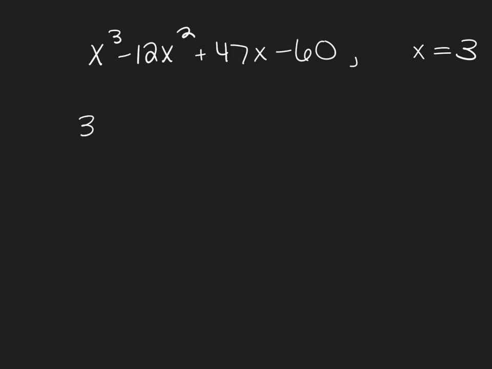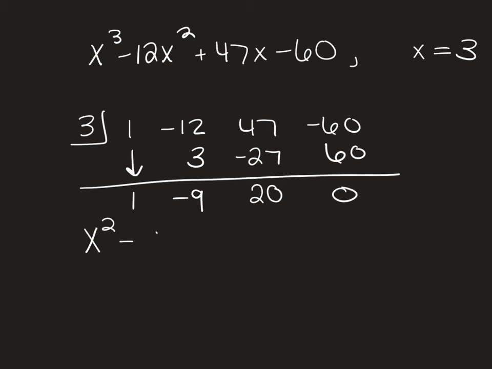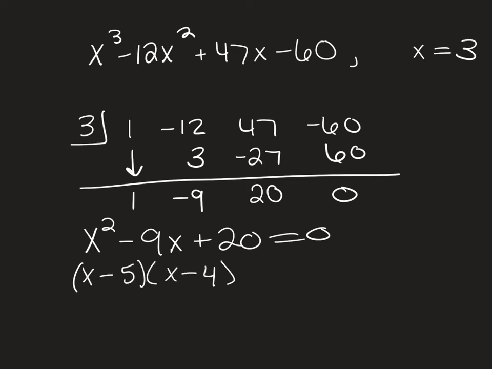All right. So then 3 in the box. 1, negative 12, 47, negative 60. Bring down the 1. Times 3 is 3. Negative 9. Negative 27. 20. 60, 0. So then we get x squared minus 9x plus 20 equal to 0. And so we're going to need 2 negative numbers, so x minus 5, x minus 4. And so that means x is also equal to 5 and 4.